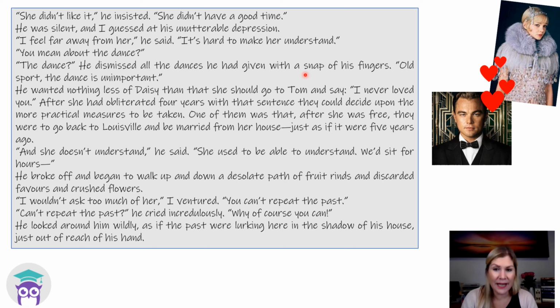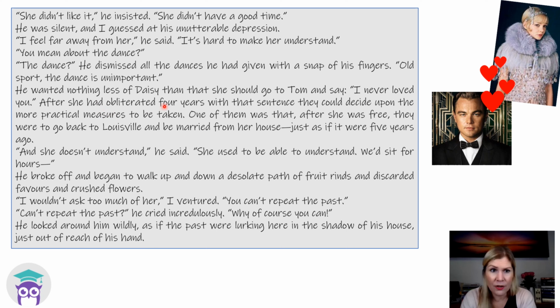But actually the reality is what Daisy doesn't understand is that view, that romantic ideal, going back to that metaphor or that symbol of the director moving slowly towards the star who is still and almost waiting for him. He needs Daisy to be that girl, but unfortunately Daisy has been married in between, which is why he wanted nothing less, note that litotes there, he wanted nothing less of Daisy than she should go to Tom and say, I never loved you. He wants her to obliterate 4 years.